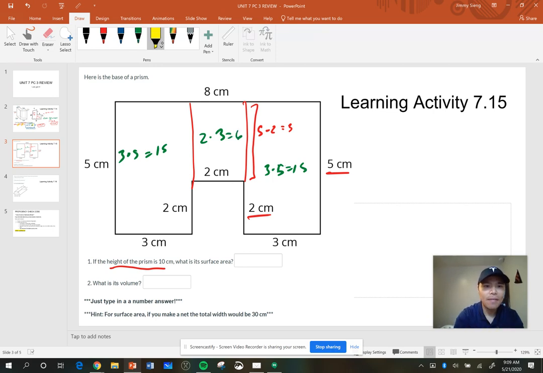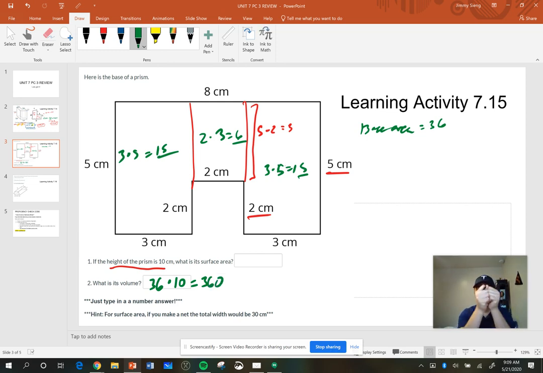So now I have a base area of 15, 6, 15, which is 36. So my base area is equal to 36. Now I got to find the volume. Well, the volume here, number 2 part here, that's just 36 times my height, which is 10. So I get 360. Surface area, I need to get a net.